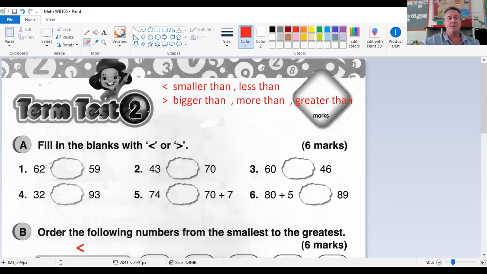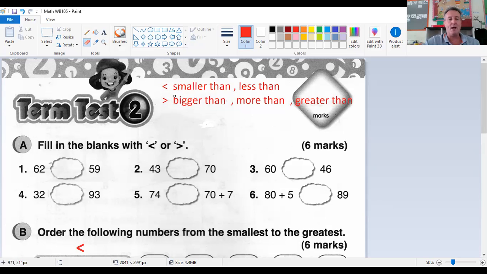All right, so if everyone's finished their workbook, let's go through it together. Page number 105. And look what I've done. I've written some stuff up the top to help us. So when we see the smaller than sign, we can say smaller than or less than. They're the words we use.